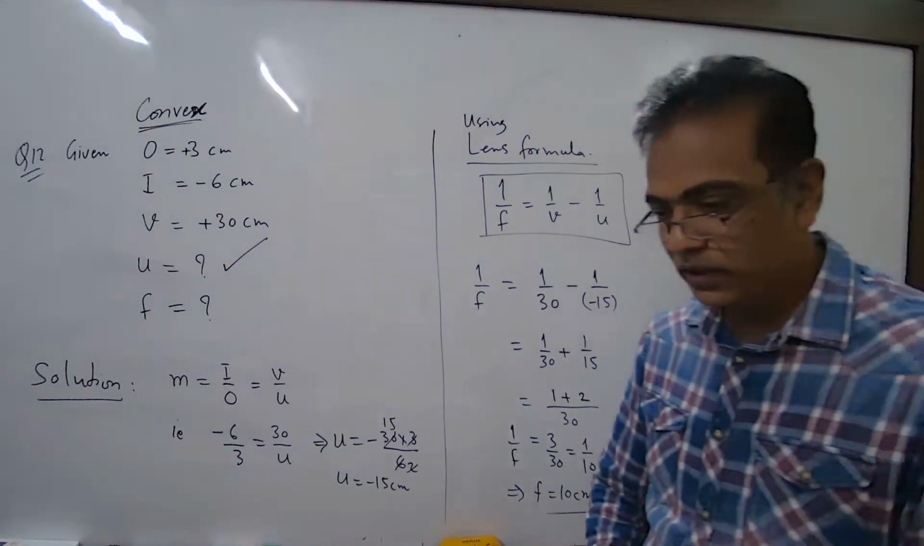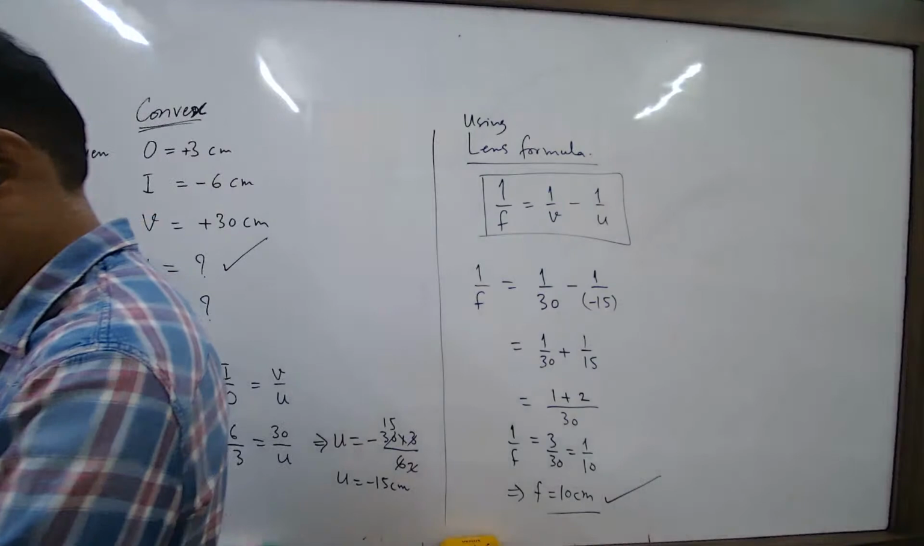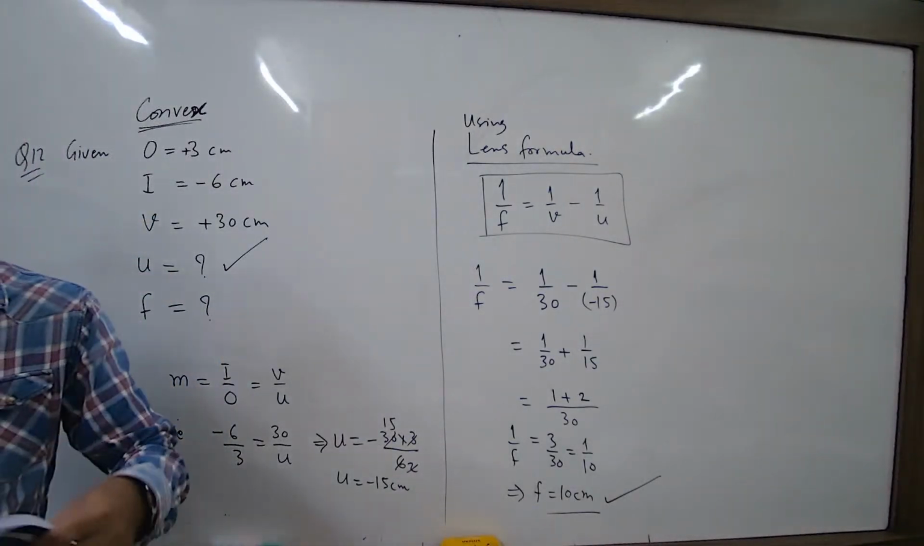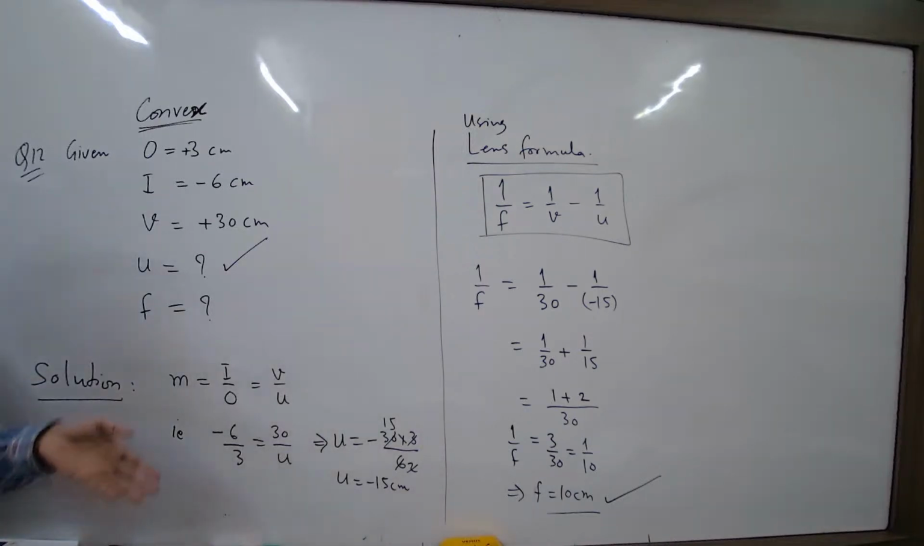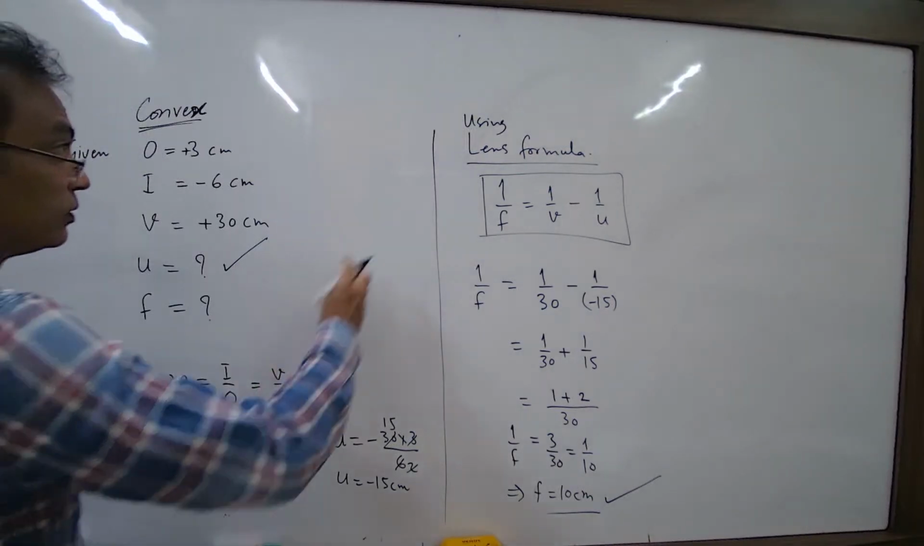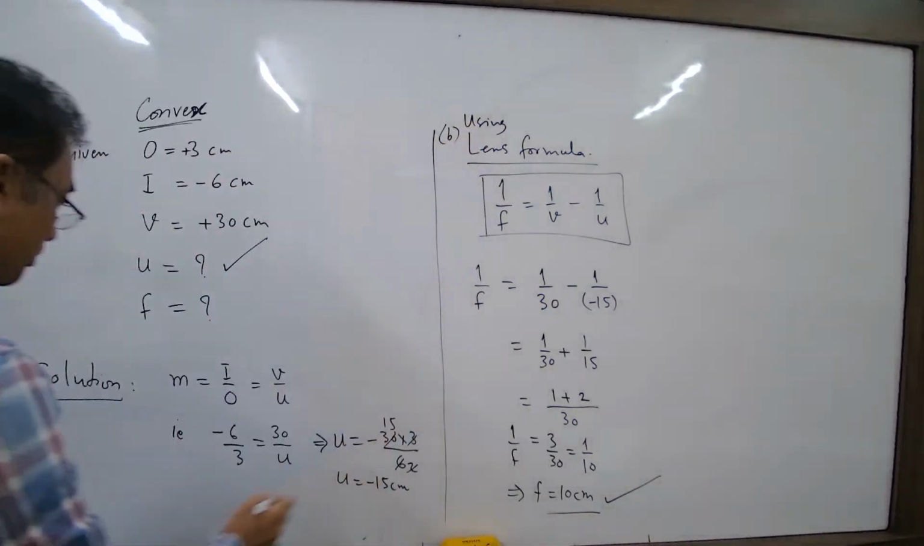So good question, right? Next. So everything got used in this: magnification, sign convention, lens formula, except power. Power के लिए अलग से question आएगा, ठीक है? Okay, 14. So this is part B, and this was part B, and this was part A.